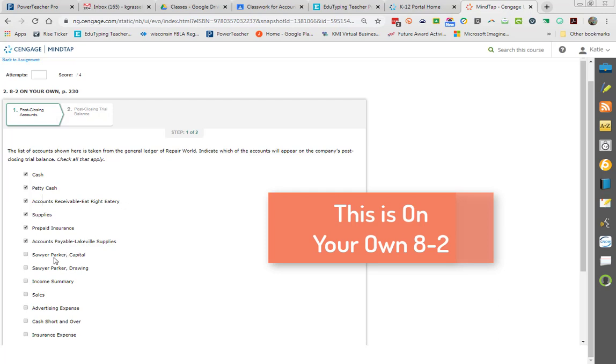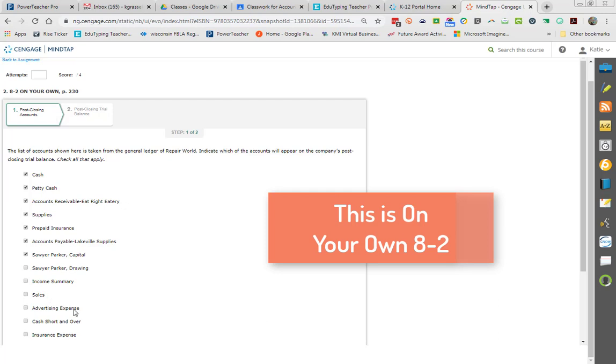I get here, Sawyer Parker Capital. I have to mark it because that's what I said: asset, liability, or capital. Sawyer Parker Drawing is not an asset, a liability, or a capital. It's a contra owner's equity, so I'm not marking it. Income summary is an owner's equity account, but it's not capital. Sales revenue is not an asset, liability, or capital account.